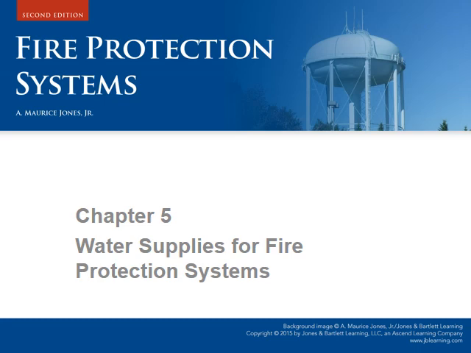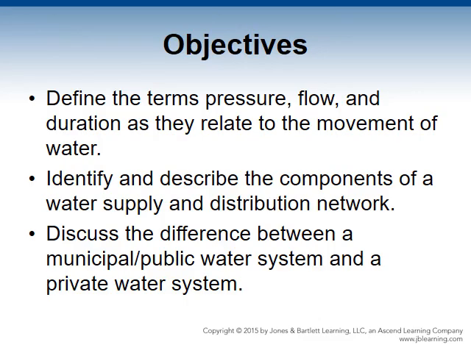Chapter 5. Water supplies for your fire protection systems. Our objectives: define the terms pressure, flow, and duration as they relate to the movement of water. Identify and describe the components of a water supply and distribution network. Discuss the differences between a municipal and public water system and a private water system.